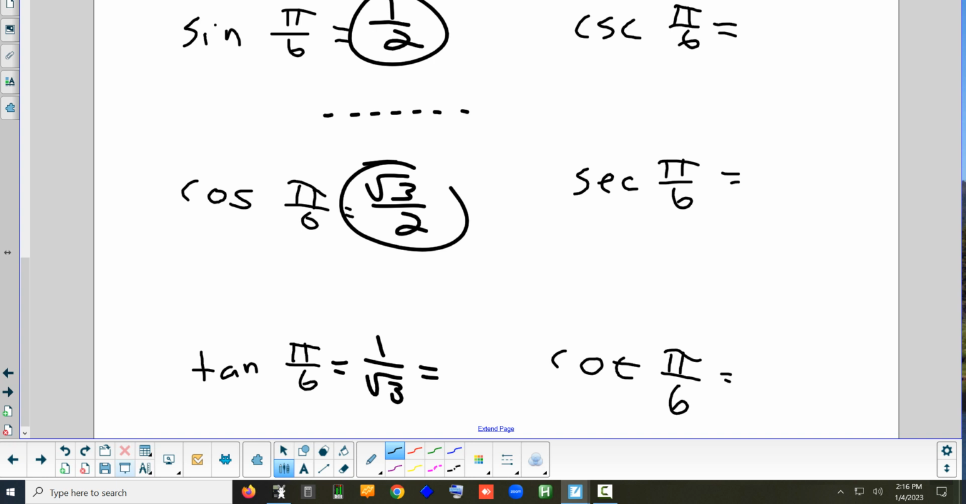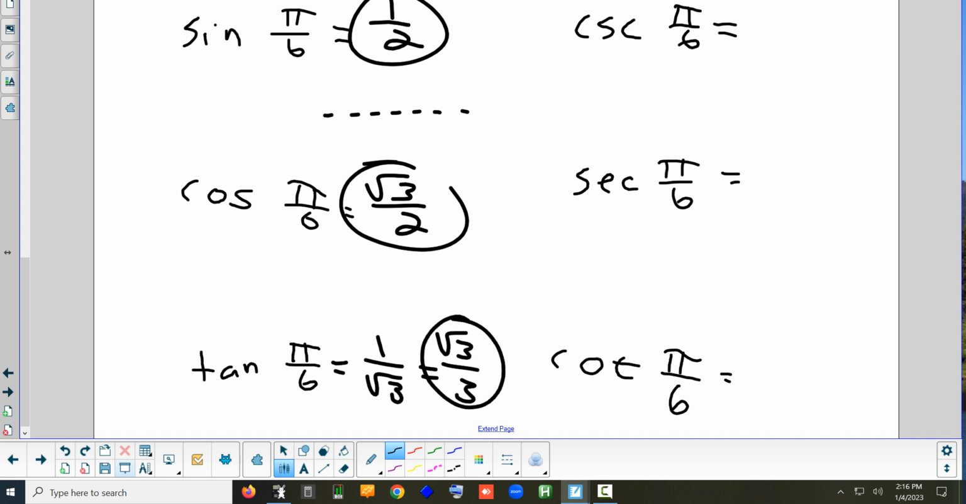Can anyone fix that for me so I don't have the square root in the bottom? Would you multiply both halves by square root of 3? Yep, I'm going to multiply the top and the bottom by the square root of 3. And what's that going to give me when I do that? Square root of 3 over 3.